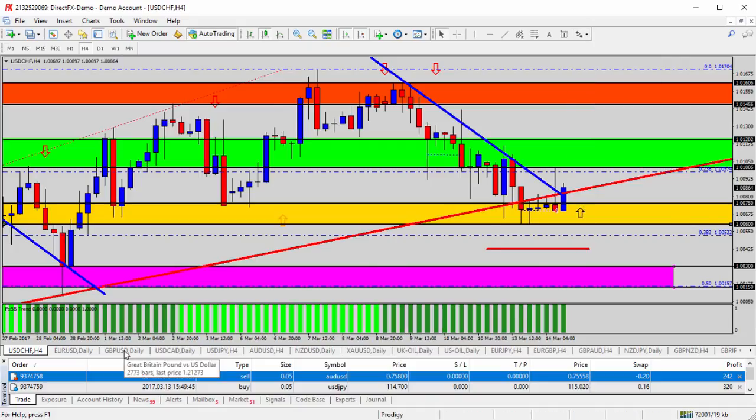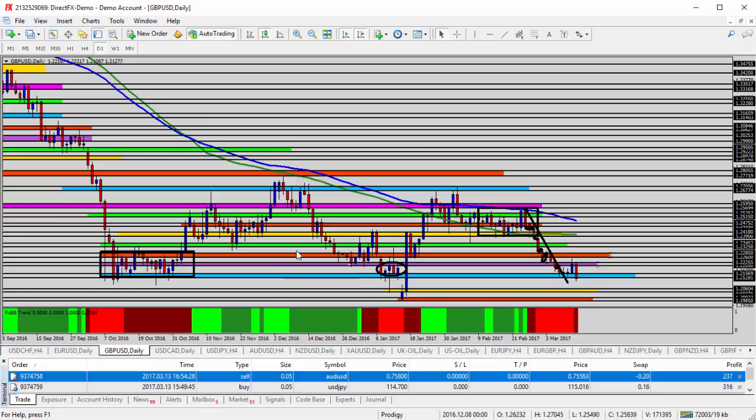Let's move on over to the GBPUSD. This currency pair has been in an area that we've been studying. The black box on the left-hand side, you can see orange, purple, blue. We see support at the blue zone. That's important for us today. Support at the blue zone in the black box on the left-hand side of the chart.